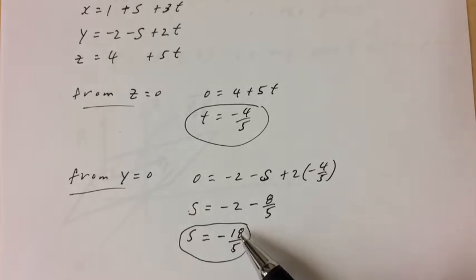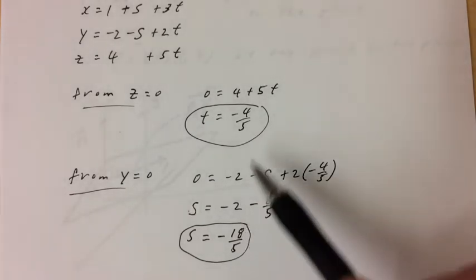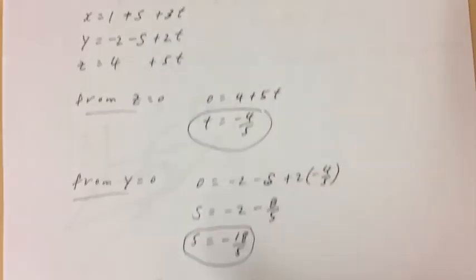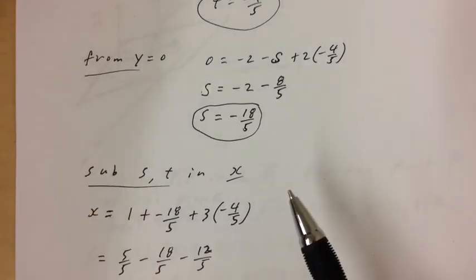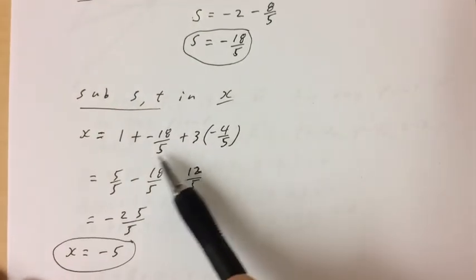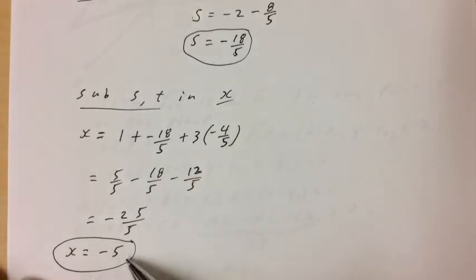Okay, you may want to pause the video to see if you can do this. Let's follow it through. And then we take those two values, plug them in for the expression for x. And we can solve then for the value of x. And we get, by subbing in these fractions, we get x equal to -5. So that is the x-intercept of that plane.